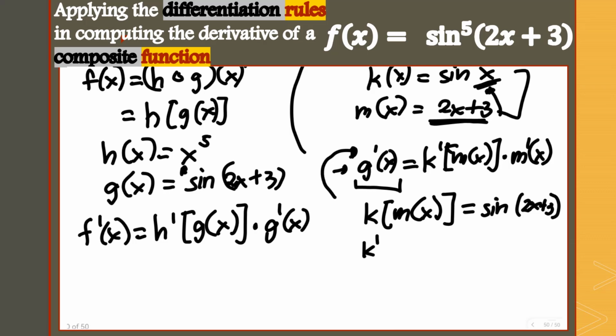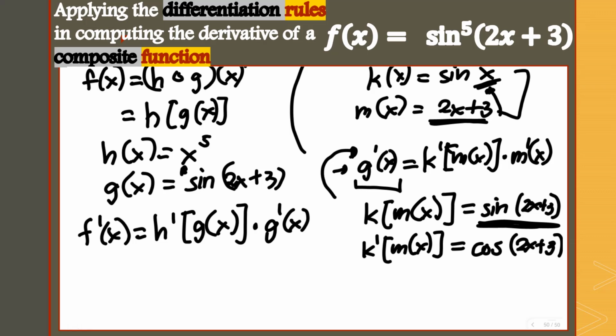So to solve for the derivative of g, which is a combination of this, let's solve first the k prime of m of x. So derive that first. As you take this entirely, your derivative for that is actually the derivative of sine x, which is positive cosine of 2x plus 3. This is the derivative of k of m of x.